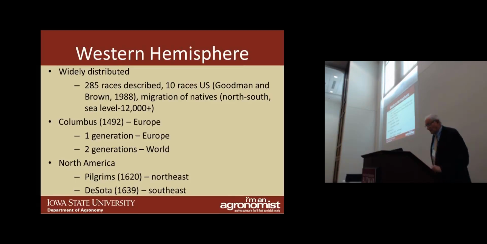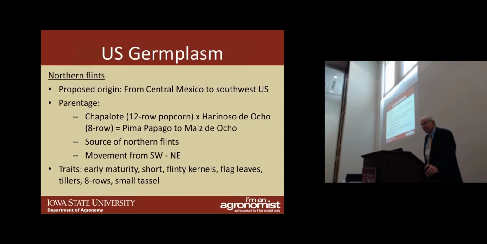So we had corn pretty much distributed already from Florida to the northeast of what is present-day United States, up around the Great Lakes of southern Canada. Now, the northern flints. Well, the proposed origin of that is from the central Mexican plateau to the southwestern part of the U.S. This has been pretty well established, too, that Chapalote, a 12-row popcorn, was crossed with a Reventador de Ocho, an 8-row, and this cross led into the Pima Papago and eventually the Maiz de Ocho. So that was the source of the northern flints, and that was in the southwestern part of the United States.